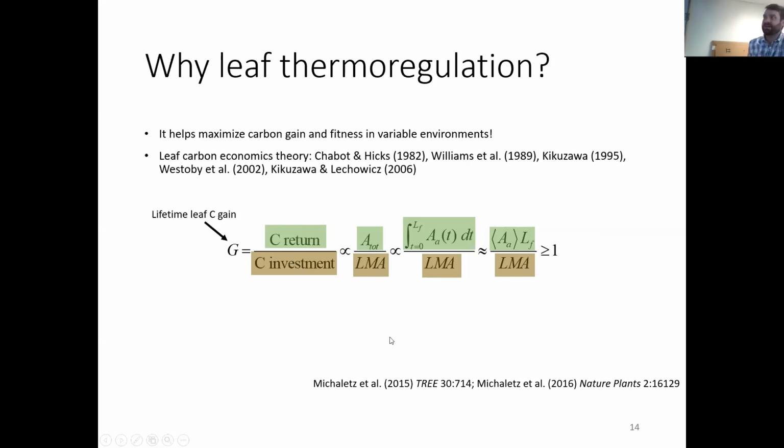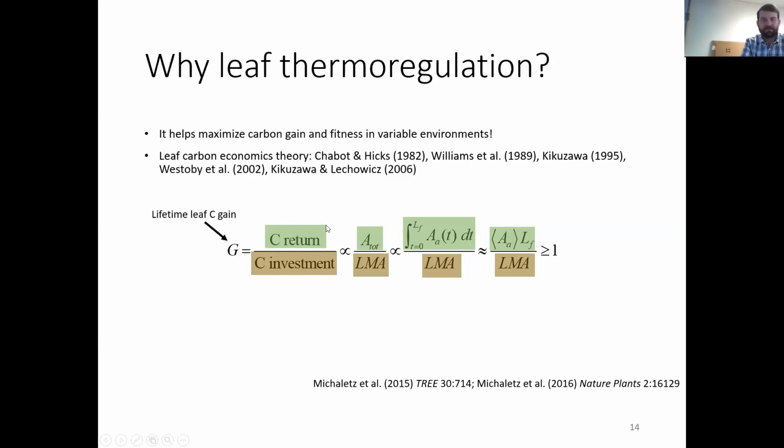The reason for this is that natural selection should be selecting for this, because in order for a plant to have enough energy to grow and reproduce, to make seeds and have offspring, it must be in a net positive carbon balance. So it has to be gaining more carbon than it takes to build a leaf, right? And all of the leaves on a plant should obey this rule. That's what leaf economics theory states.